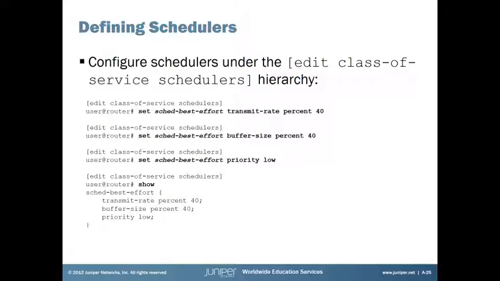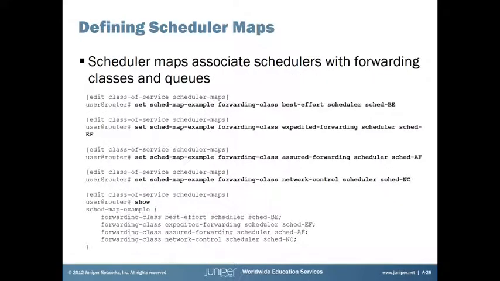We can also go and set the transmission rate on a particular queue. So we've got 40%, so we're going to use 40% of our available bandwidth for that particular queue. We're going to set a buffer size percentage, 40% of our buffer size, and we can give it a priority of low. This is our best effort queue that we're configuring here. And we can do a show under class of service schedulers, and we'll see the best effort with the transmission rate, a buffer size, and a priority. We can do that for all of our queues.